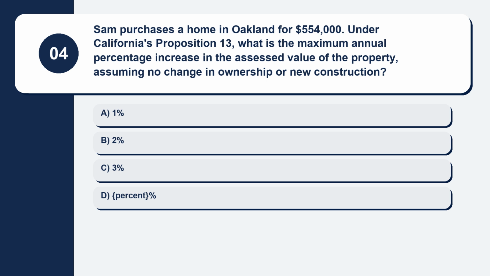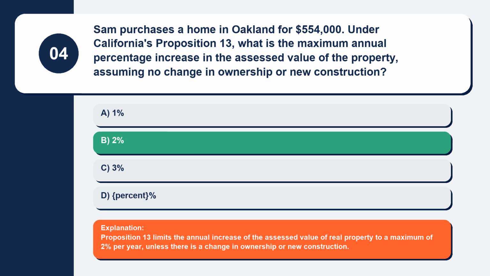Question 4. Sam purchases a home in Oakland for $554,000. Under California's Proposition 13, what is the maximum annual percentage increase in the assessed value of the property, assuming no change in ownership or new construction? Here are your options. Option A, 1%. Option B, 2%. Option C, 3%. Option D, percent. The correct answer is option B, 2%.